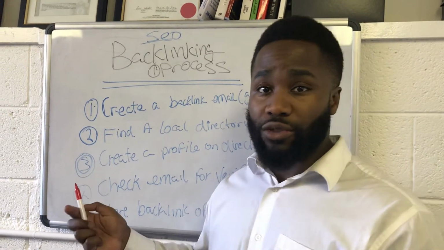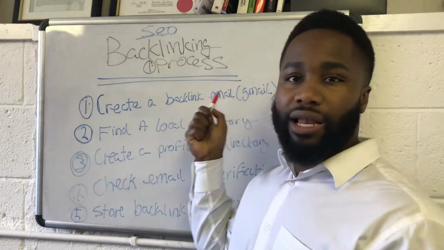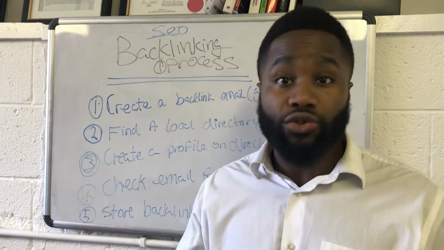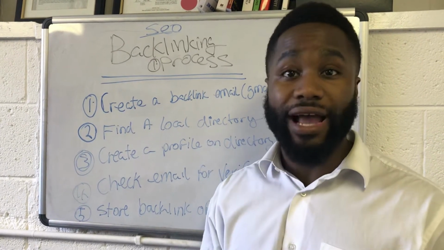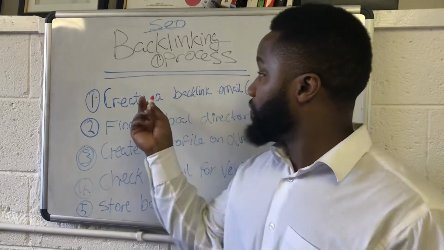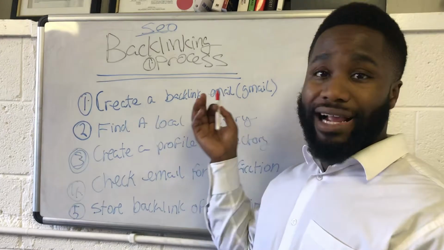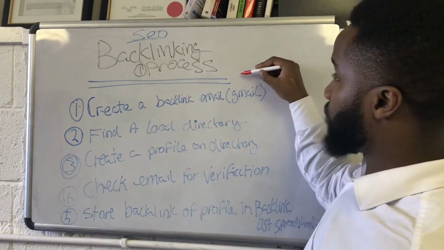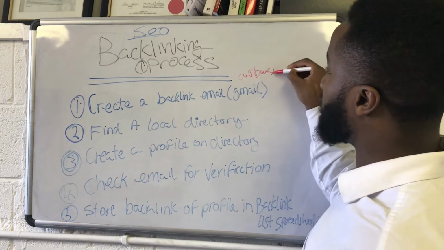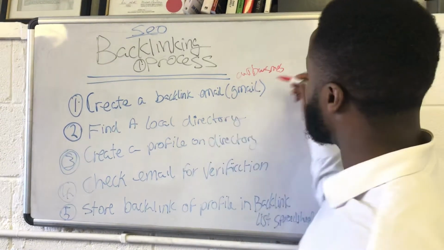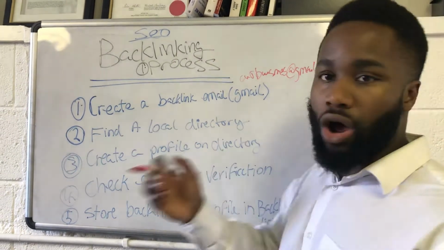So in order to do that, typically at the agency here, we create a Gmail account that we use simply for the purposes of backlinking the client and verifying the listings. If you don't have an email that you can use, simply go to Google and create one. Normally we would name it after our business name or our client's name, create a Gmail account, and save the login details.